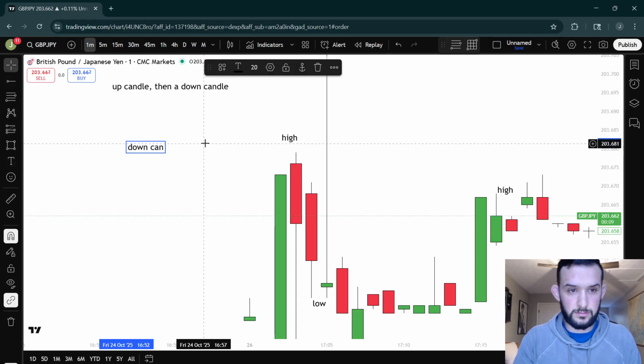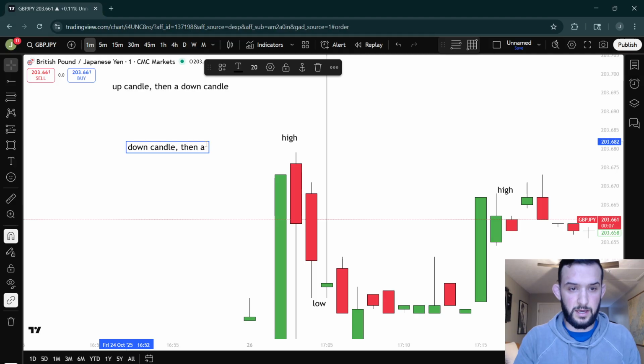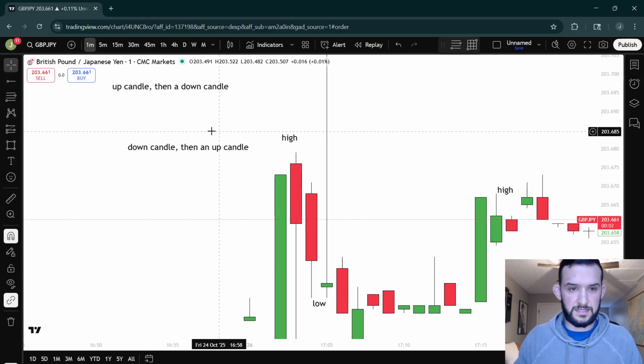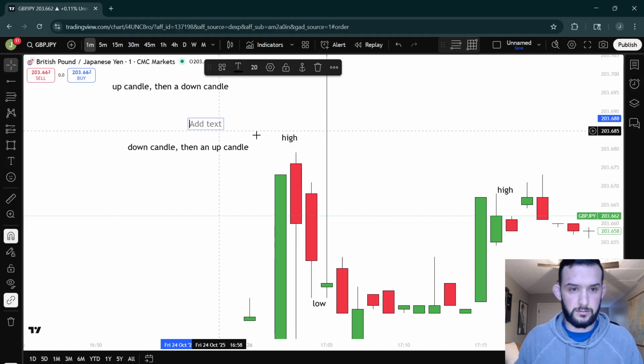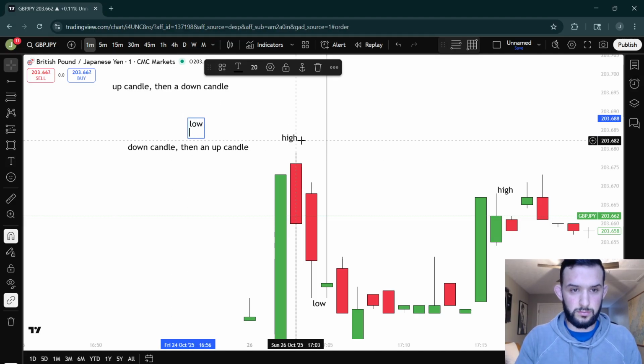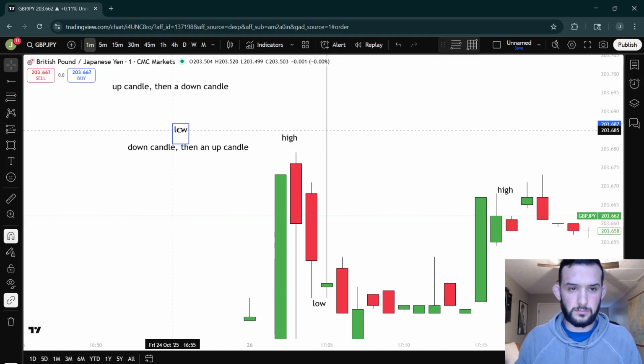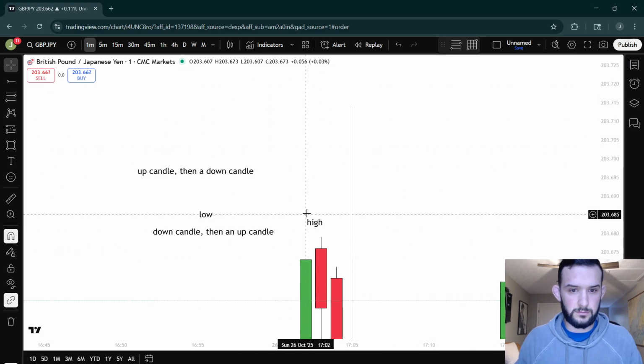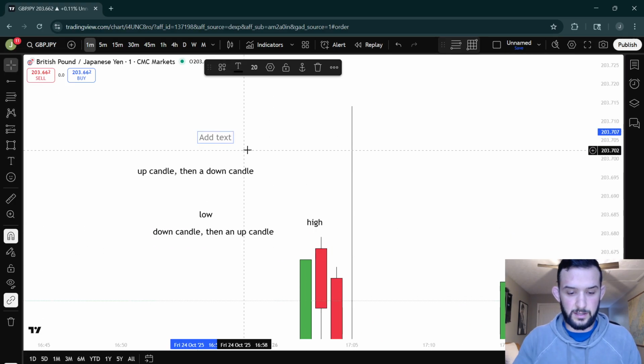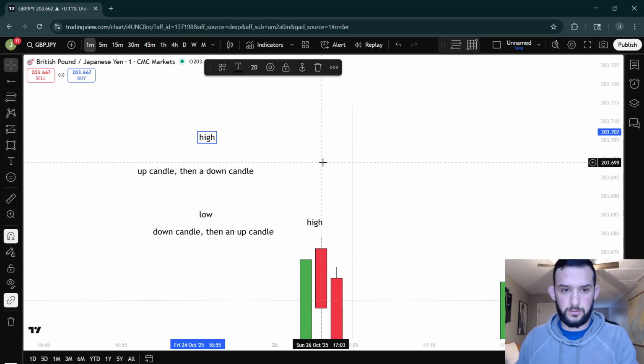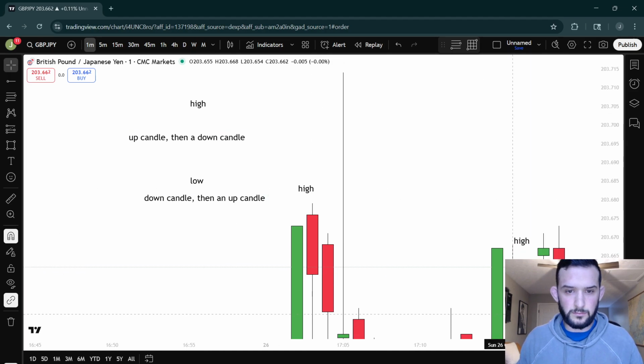Down candle, then an up candle. That signifies a low. I'll put it right here. Low. That's what makes a low. And this makes a high: an up candle, then a down candle. So we'll look at more examples of this.